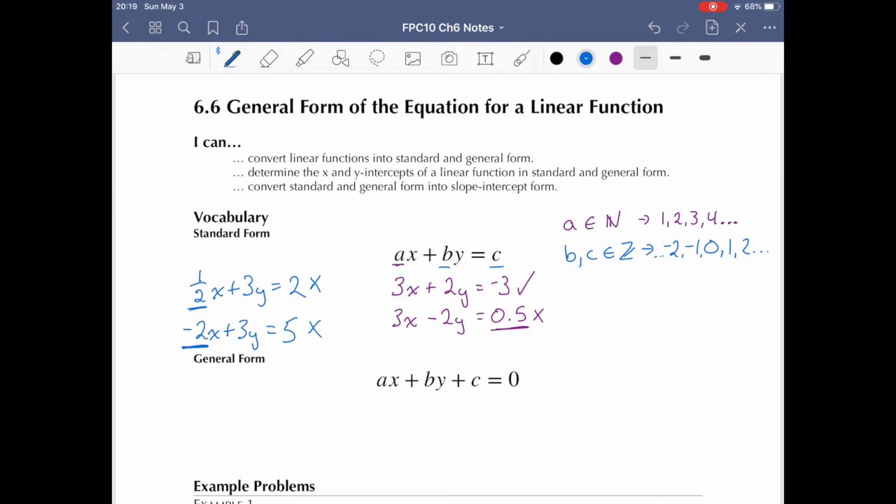I guess, in a sense, a could be 0. And then you would just get an equation like this: 3y equals 5, which is a linear function.